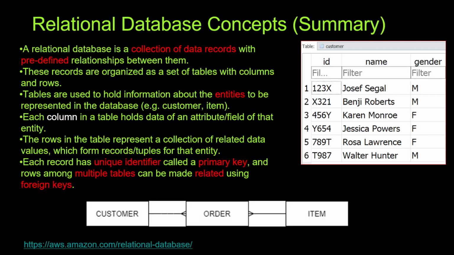Next, just a quick summary of what we have learned so far. A relational database is a collection of data records with predefined relationships between them. We can use ER diagrams to represent these relationships. Records are organized as a set of tables with columns and rows. Remember, rows are records, columns are your attributes. Each record has a unique identifier called a primary key. And we can link rows between multiple tables using foreign keys as well. This is an example of your ER diagram at the bottom here.